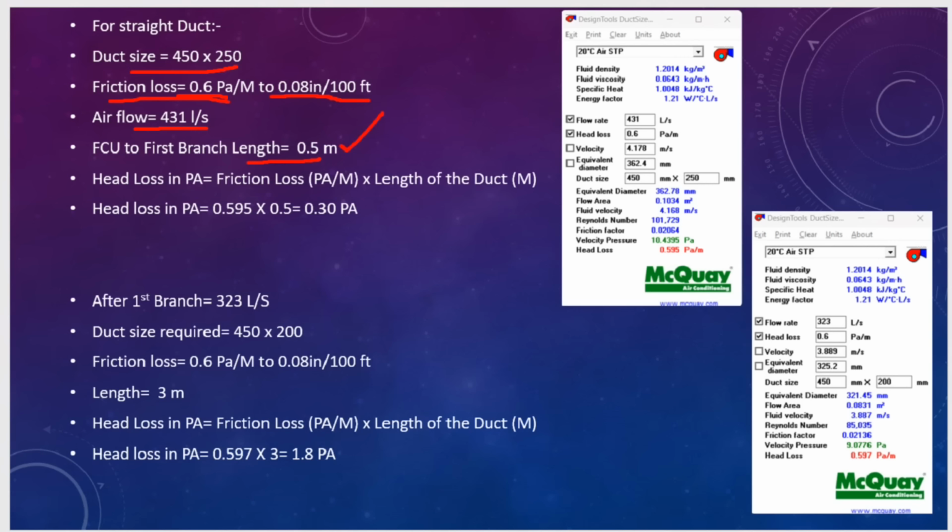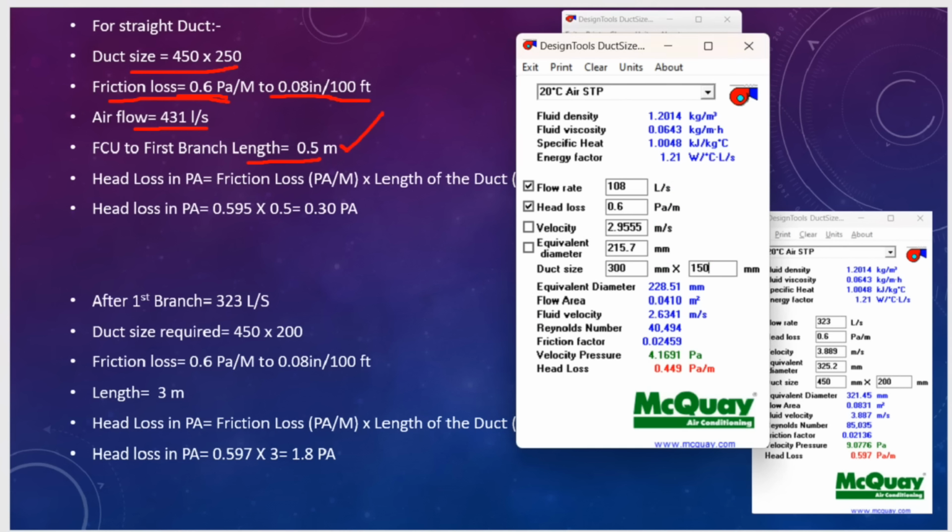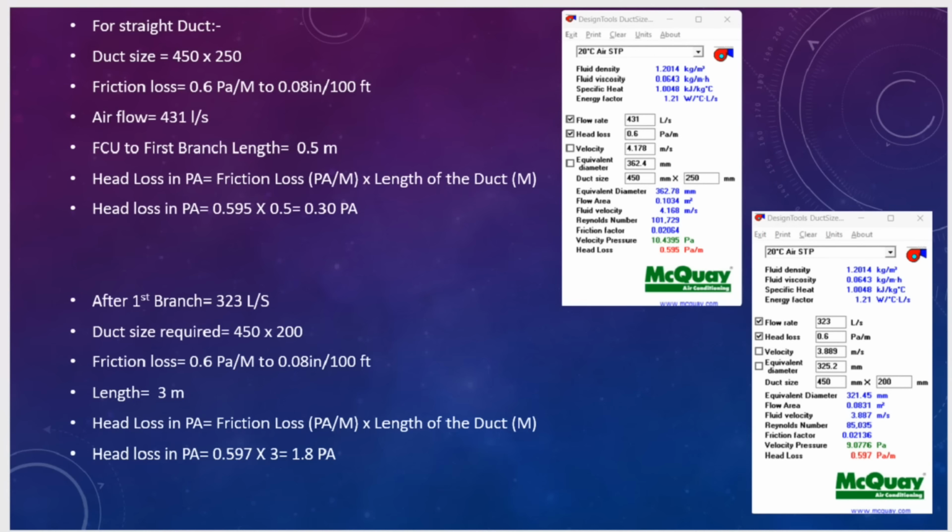So you know the duct sizer. If you go to the duct sizer, for example here the airflow in our case is 431 liter per second, and the head loss I'm going to follow is 0.6 Pascal per meter, and the duct size already given in the calculation is 450. So for 450 by 250, if I apply 450 it will automatically come 250, so width and height are given. If you see this answer, what head loss have they given? 0.595 Pascal per meter. The unit is very important. So the same I applied here, 0.595 Pascal per meter.